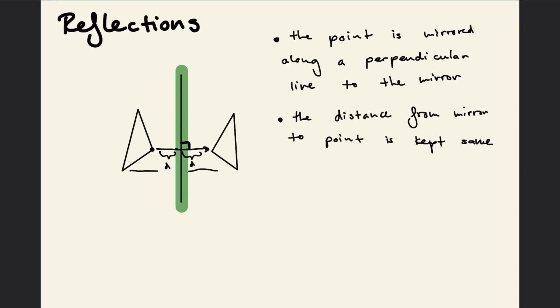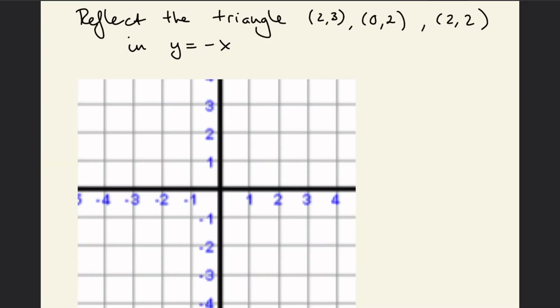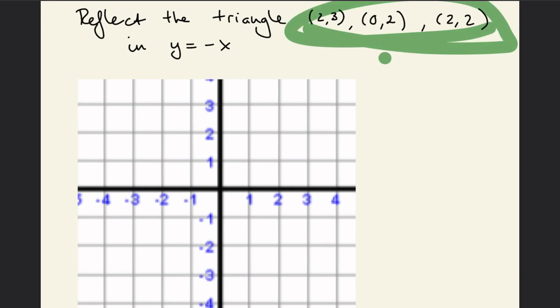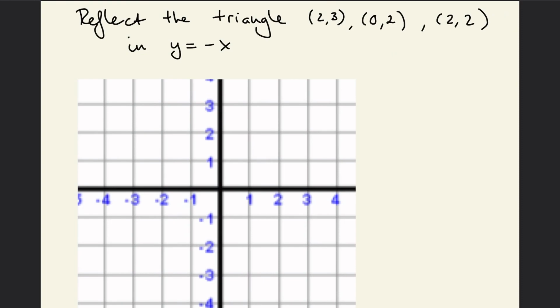So how about we do an example to show what I'm really talking about? Alright, so this is our first task, where we want to reflect the triangle of given coordinates in the line y equals negative x. So first, how about we plot the points (2, 0), (2, 3), and (2, 2). This is our triangle over here.